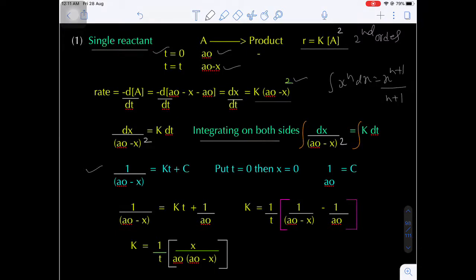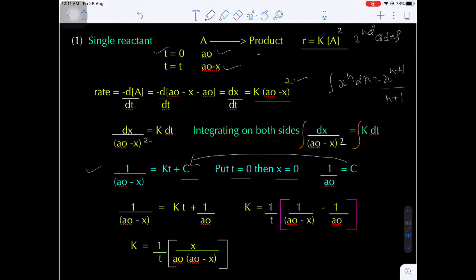Okay. Now there is a negative sign, and there is also a negative sign with the x value. So minus of minus you will get plus. 1 by (A0 minus x) will be equal to kt plus some integration constant. To evaluate the constant value, put the time t equal to 0, then x value is 0. So you will get 1 by A0, which is equal to the integration constant c value. So again bring the c value into this expression. So 1 by (A0 minus x) is equal to kt plus, instead of c, 1 by A0.